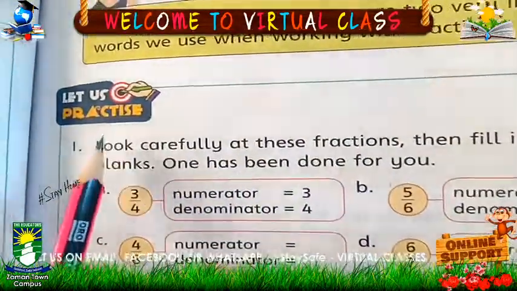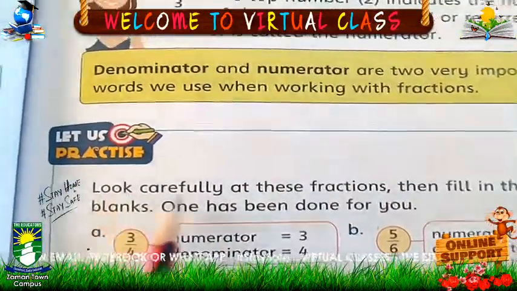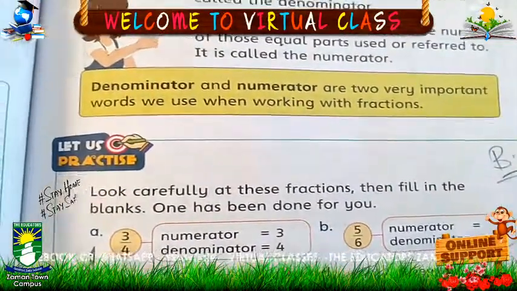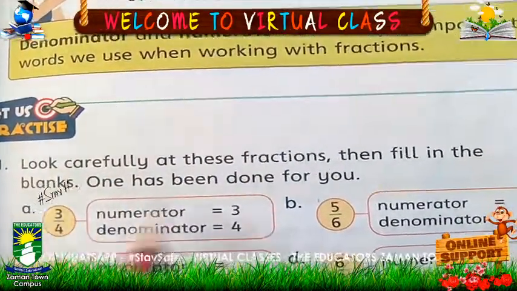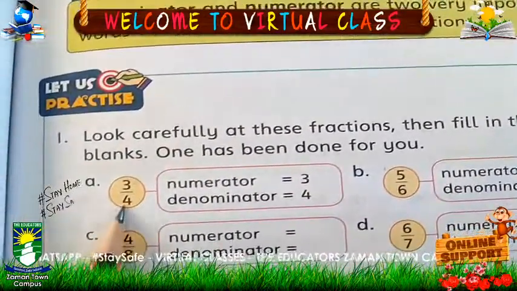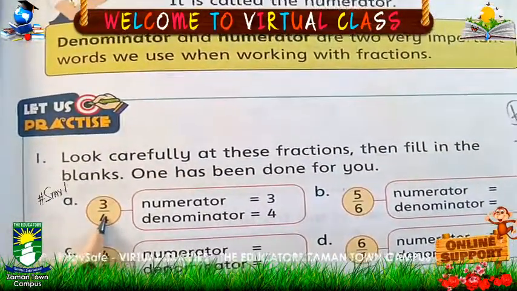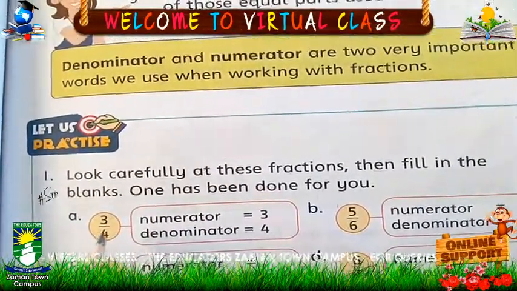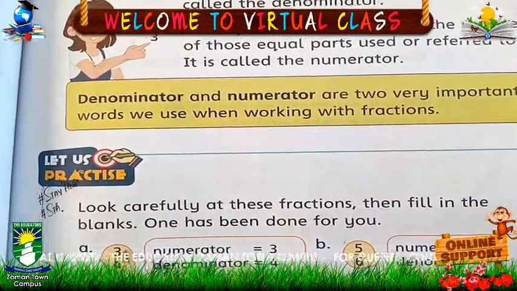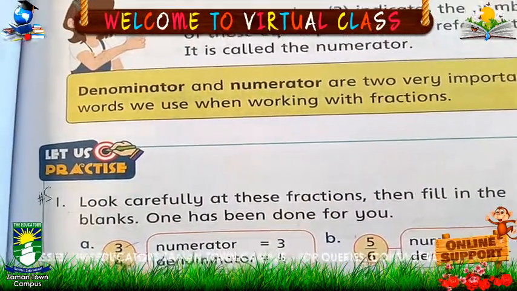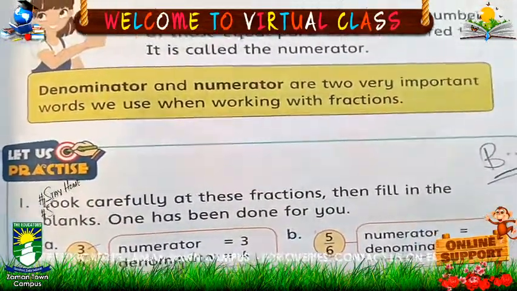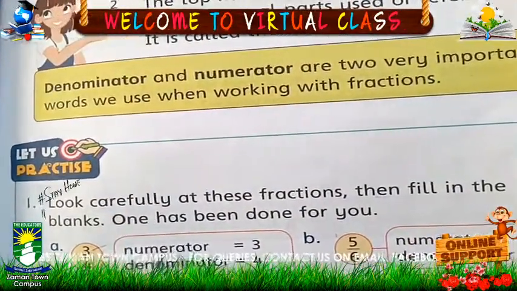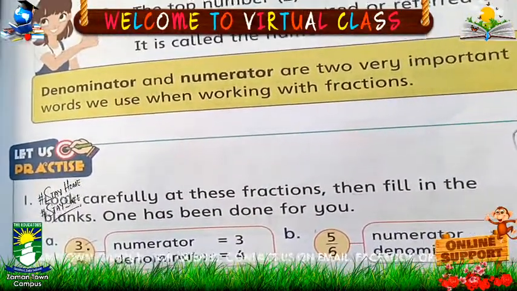Now look at question number 1. Look carefully at these fractions, then fill in the blanks. One has been done for you. Question A. In this question, the fraction is given and you have to find out what the numerator and the denominator are. As I have told you, the top number is called the numerator and the lower number is called the denominator. So here we can write 3 as the numerator and the lower number is our denominator.